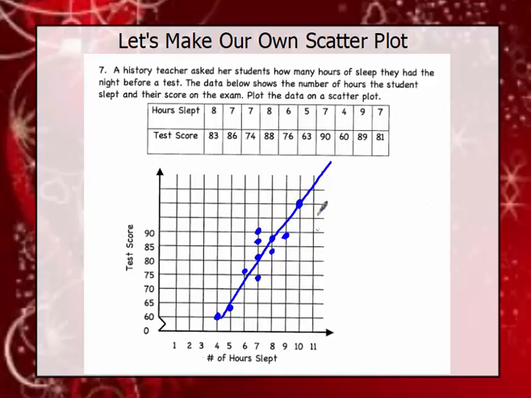Or what about 11 hours? Well, they might make a 105, something like that. So that's basically what we're looking at whenever we want to create a scatter plot. We collect data on what we think will prove our hypothesis. We graph the data and try to determine, is there any correlation in our data?